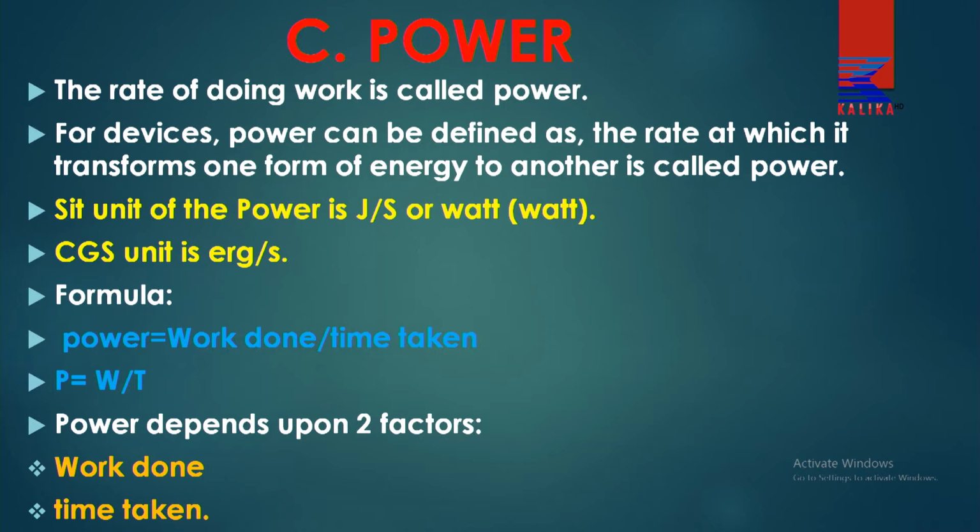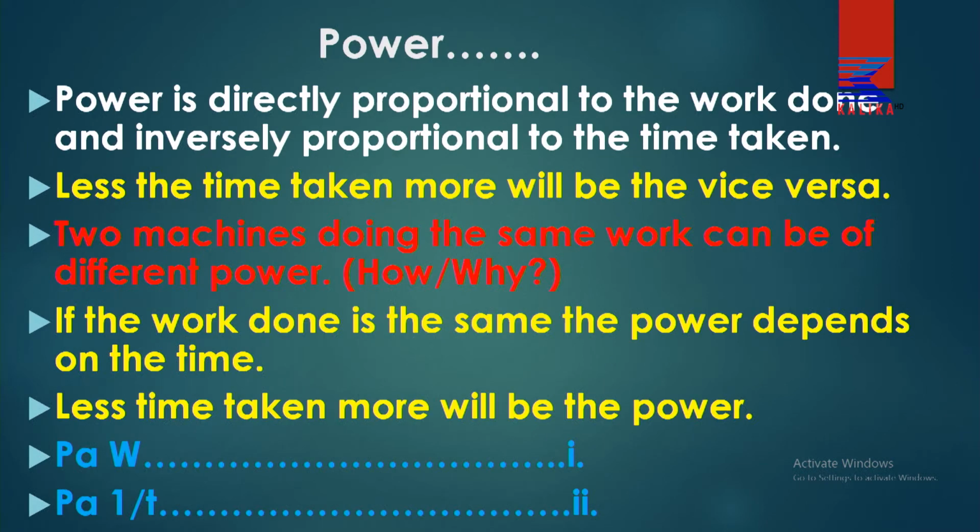The power depends upon two factors: work done and time taken. Next, power is directly proportional to the work done. It means more the work done, more the power, less the work done, less the power. And it is inversely proportional to time taken. Less the time taken, more the power, more the time taken, less the power.